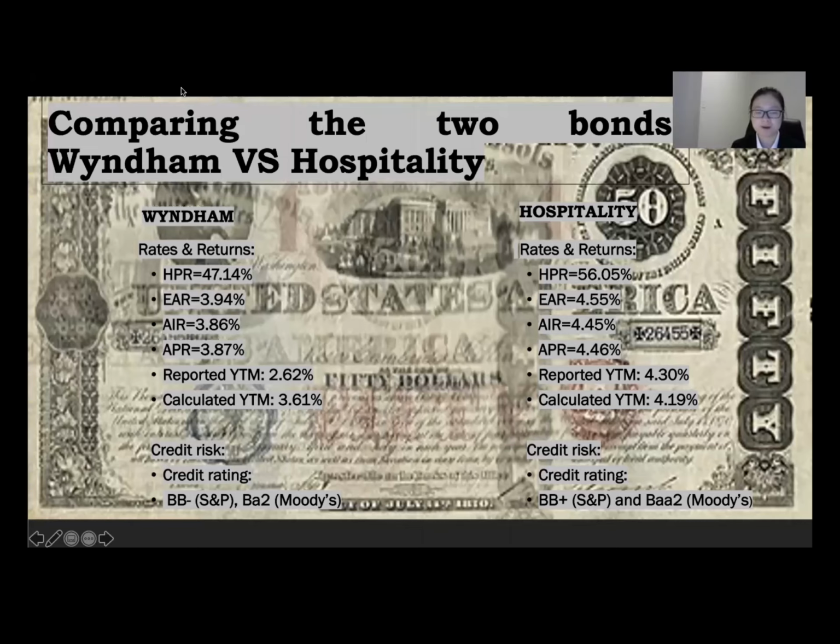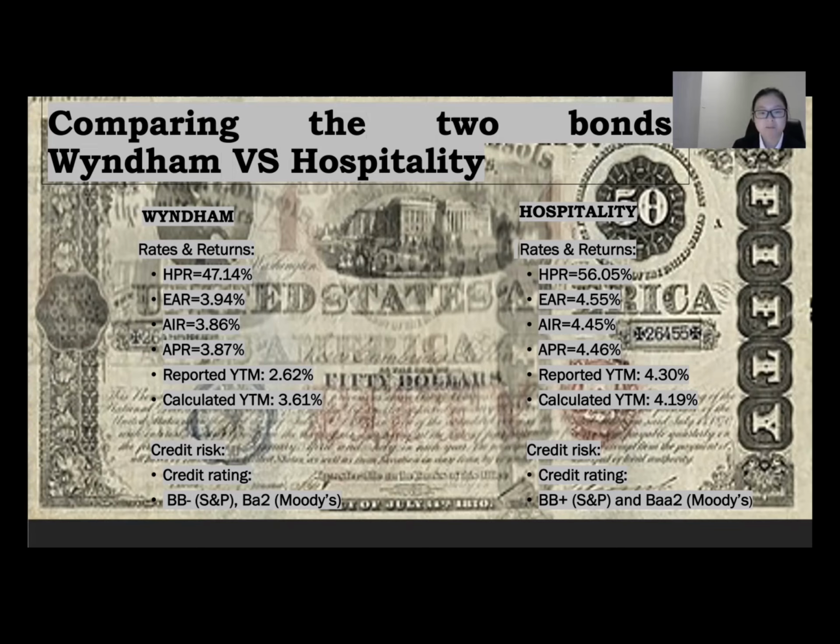Now we are going to compare the two bonds. Comparing the two bonds, it is evident that Hospitality Properties Trust's corporate bond generates a holding period return of 56.05%, which is greater than Wyndham's holding period return of 47.14%. It also has a higher effective annual rate of 4.55%, AIR of 4.45%, and APR of 4.46%, whereas Wyndham's bond has an EAR of 3.94%, AIR of 3.86%, and APR of 3.87%.